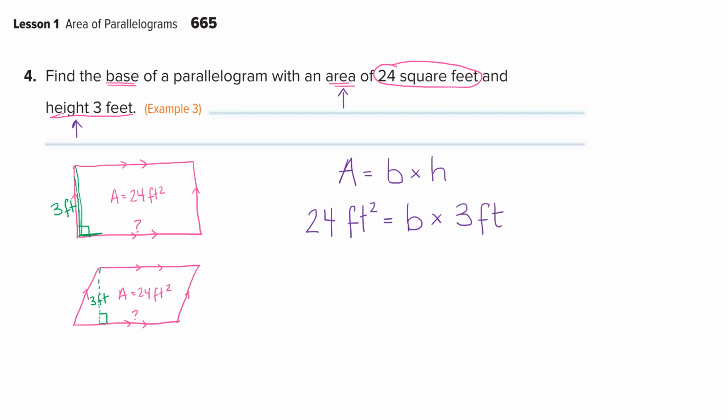We have to figure out, and we can do this mentally, what times 3 is going to give us 24. And if you're good with your multiplication facts, you know that that's 8. We know that 8 times 3 equals 24. So we know that the base is going to be 8. The base equals 8 feet.